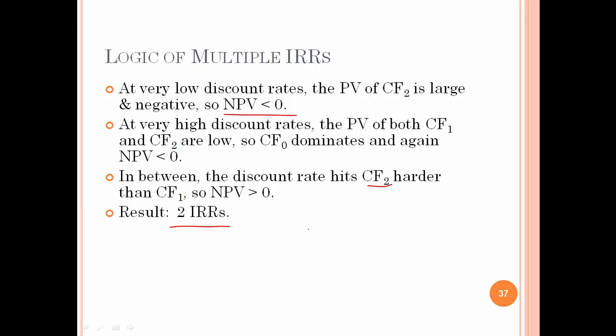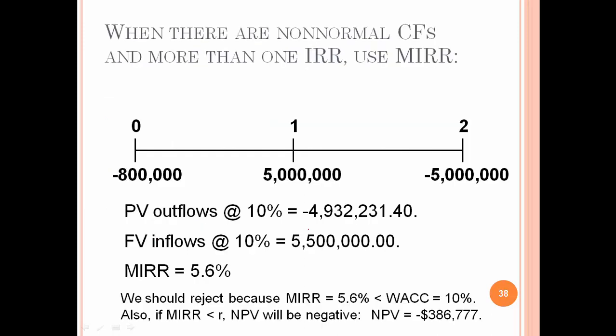The existence of two IRRs makes the capital budgeting decision a little bit harder. So we can try to calculate the modified IRR. In this case, because we do have two outflows, we'll calculate the total present value of both outflows. The present value of the first one is simply negative $800,000 itself, and the present value of this one will be negative 5 million divided by 1 plus 10% to the power of 2. You add up those two numbers, and the total is a negative 4.9 million.